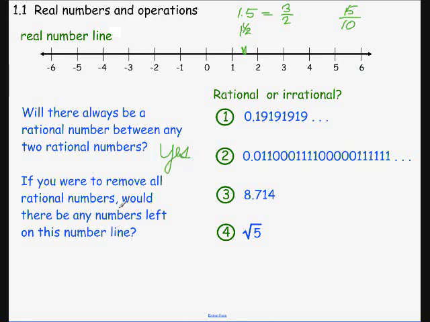If you were to remove all rational numbers from the number line, would there be any numbers left? Well, since we're not talking about a rational number line, we're talking about a real number line, and we know that contains both the rational ones, such as this one we're looking at here, and the irrational numbers. Yeah, if I took all the rational ones out, I would still have numbers left. Those would be the irrational ones.